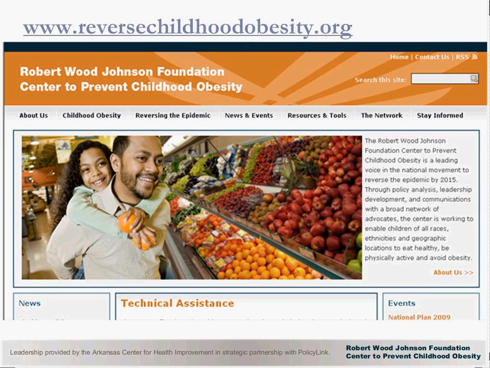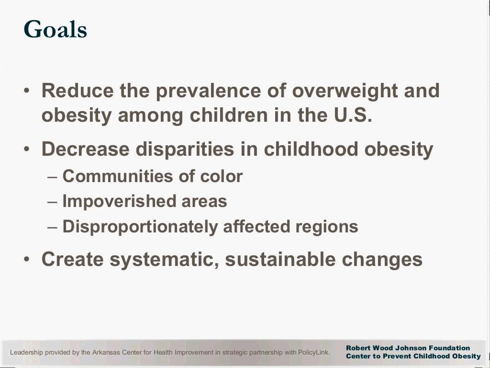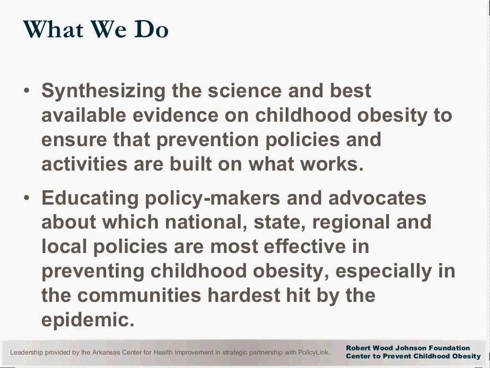The Center helps shape and coordinate the efforts of policymakers, advocates, and community organizations by identifying and promoting the most promising obesity prevention strategies and supporting the nationwide movement to improve food and physical activity environments. The goals of our center include reducing the prevalence of overweight and obesity among children in the United States. Also, equally importantly, decreasing the disparities in childhood obesity, particularly in communities of color, in impoverished areas, and in disproportionately affected regions of our cities, states, and nation, and creating systemic, sustainable changes that will last beyond the focused effort underway to reverse the epidemic.